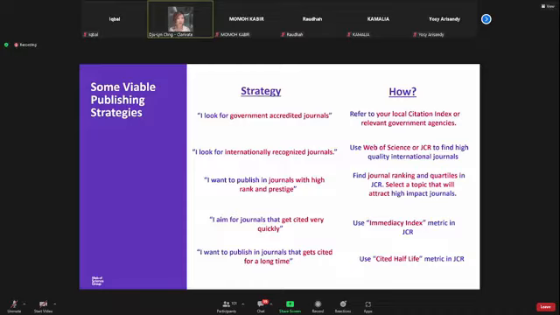So these are the strategies that I'm sharing with you today. I hope these are useful. I will explain more about each of these indicators when I go into the journal citation reports walkthrough. In the meantime, if anyone has any questions, feel free to put those questions into the chat box and I can address them as I go along. Or we can always save it for the Q&A later on at the end of the session.